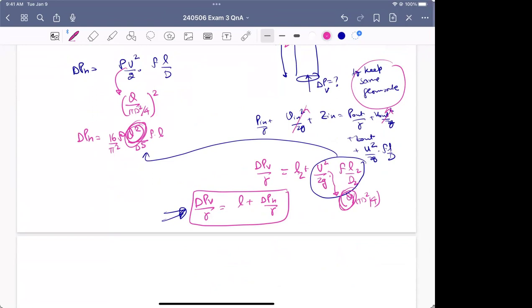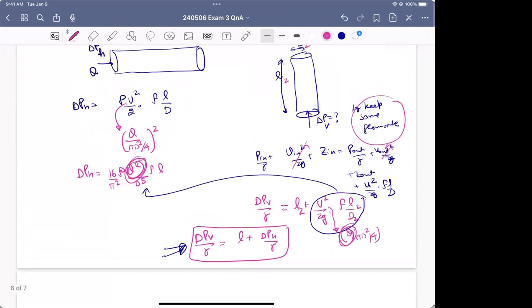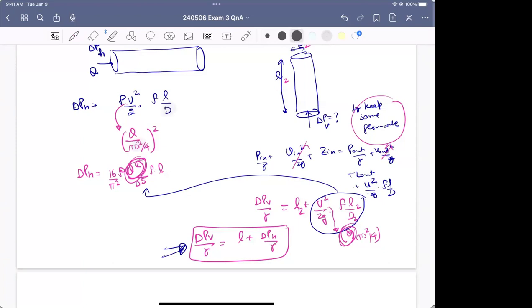On the horizontal, where there's the Q squared over, what is that? Q squared over D to the 5, right? Because D squared, the whole squared becomes D to the 4, and then there is also a diameter here. That's why it's D to the 5. Oh, perfect. Thank you.